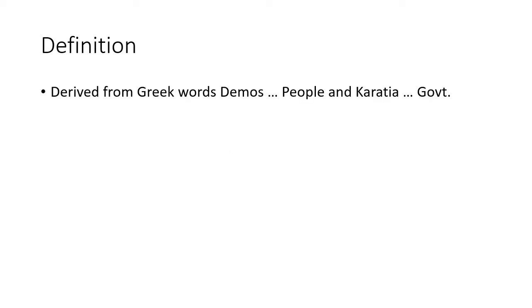First, guys, the word democracy is derived from a Greek word, demokratia. Demos means people and kratia means government. So democracy is the form of government in which people rule. If the people of the state are ruling the state, then that system is called a democratic system.